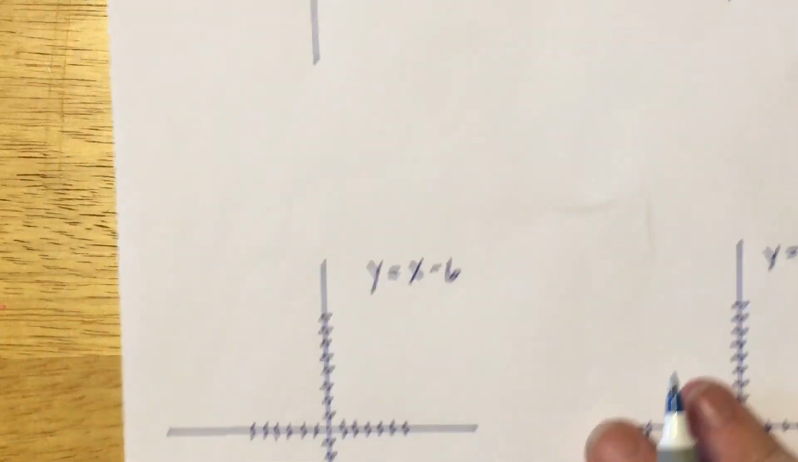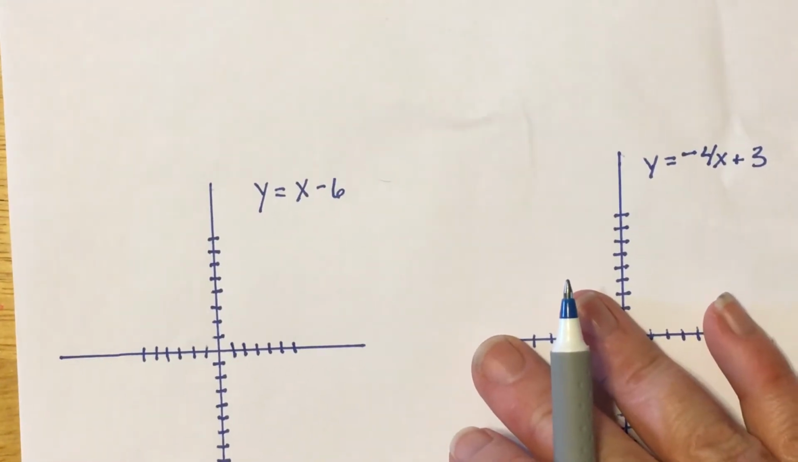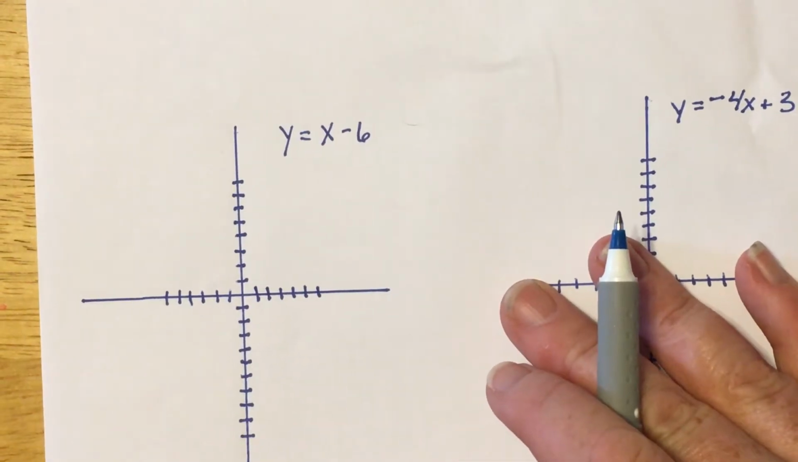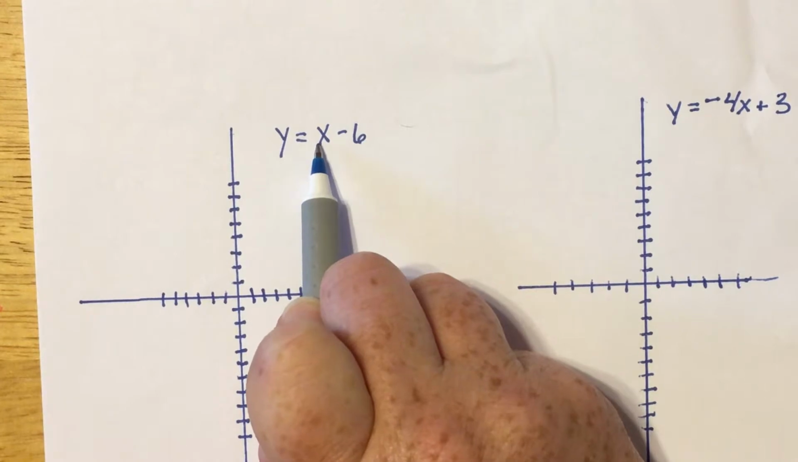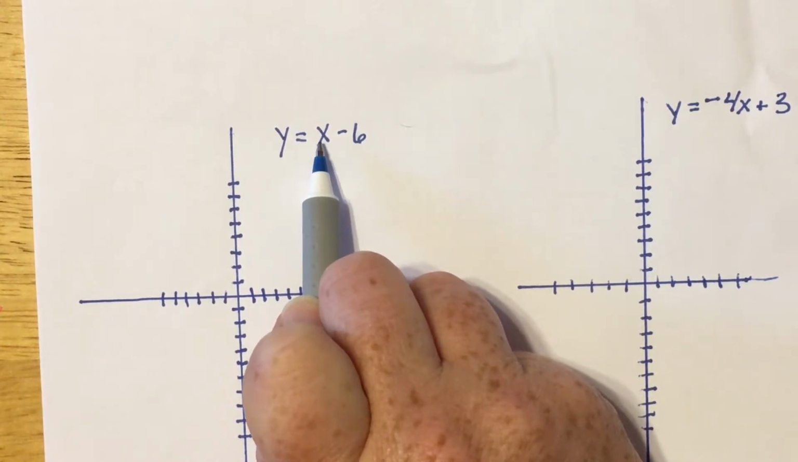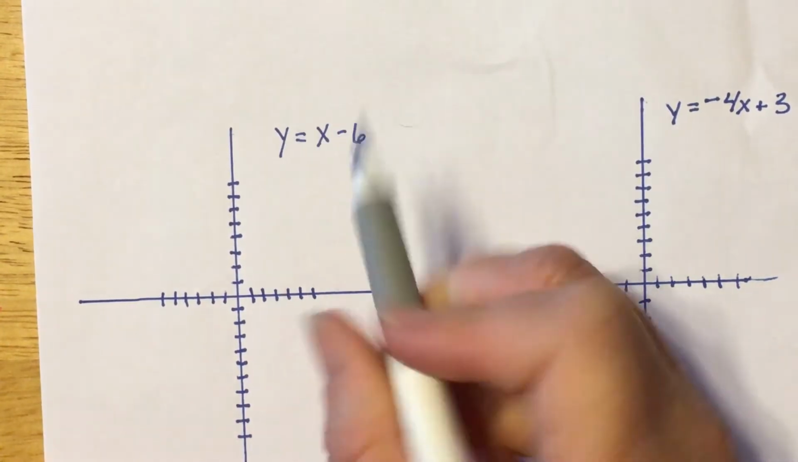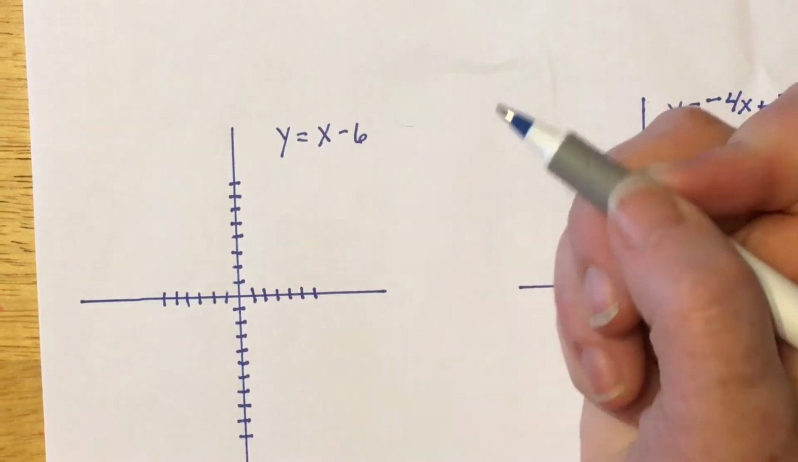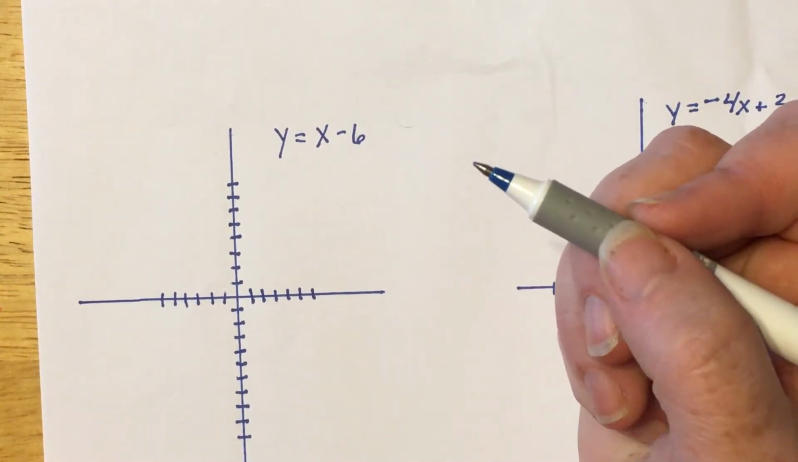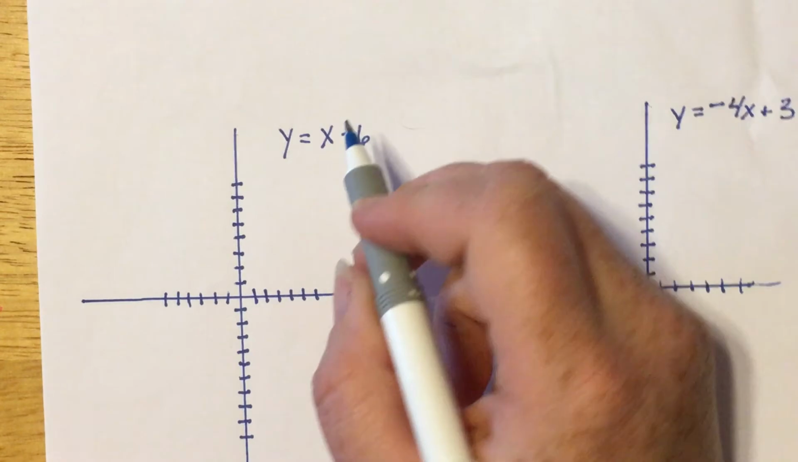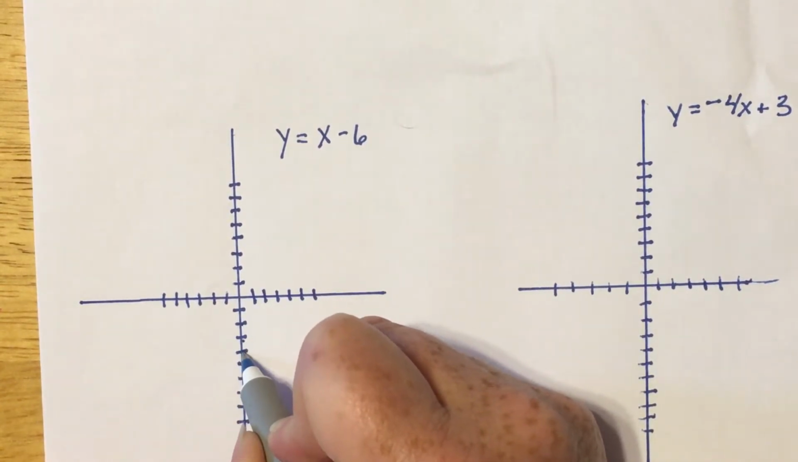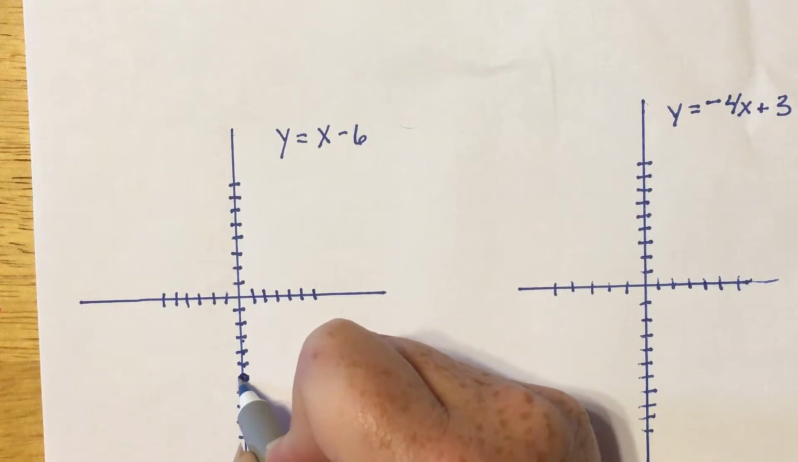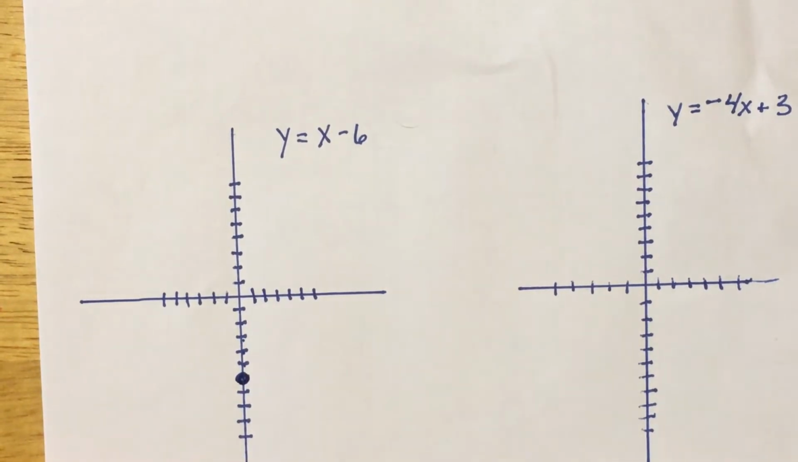The other one I want to show you is when you don't see an actual number in front of x. For example, it just says x minus 6. What's actually there is a 1. So what you're going to need to do is turn that 1 in your slope into a fraction of 1 over 1. So we'll start at negative 6. 1, 2, 3, 4, 5, 6. So it's negative 6 on the y-axis.